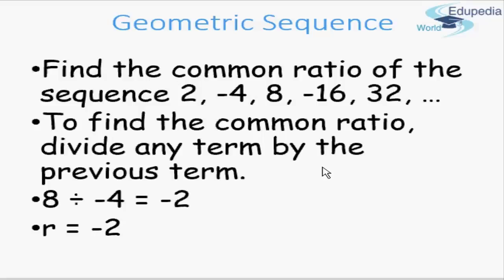Let's divide the fourth term by the third term. -16 divided by 8, we get -2 once again. The fifth term, 32 divided by -16, we get -2 once again. So this is how we find the common ratio between terms in a geometric sequence.